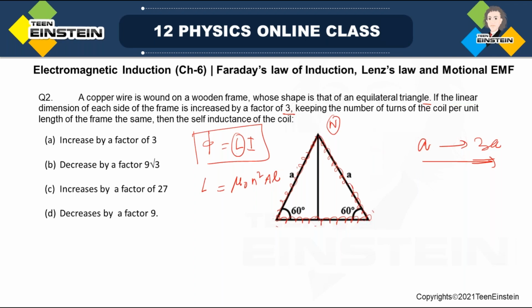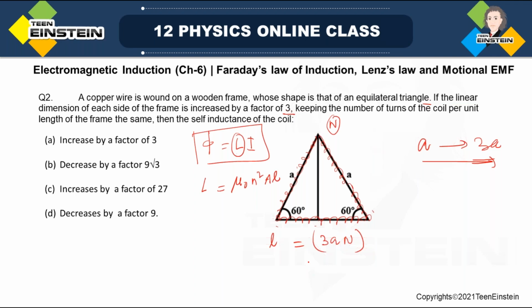So the total length of the wire will remain constant, since the number of turns per unit length is constant. So we can say the total length, 3a into n, is the same as it was earlier. It is remaining constant.